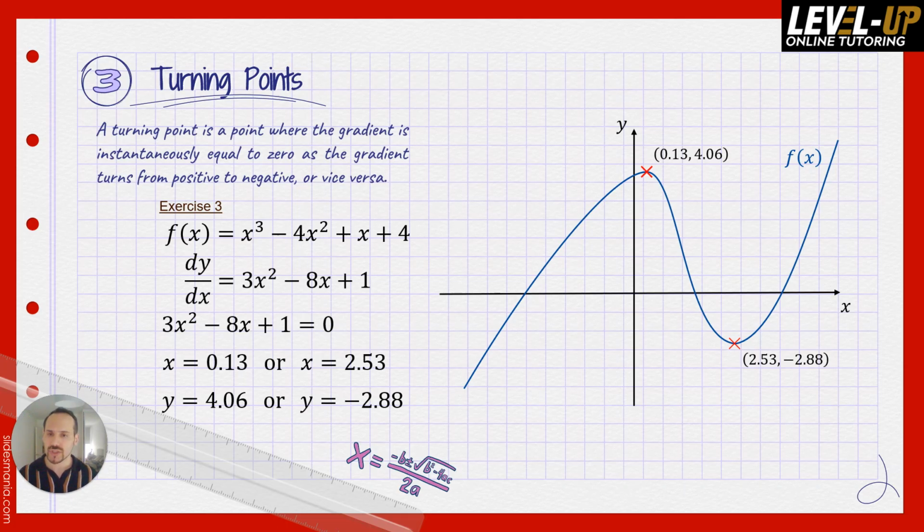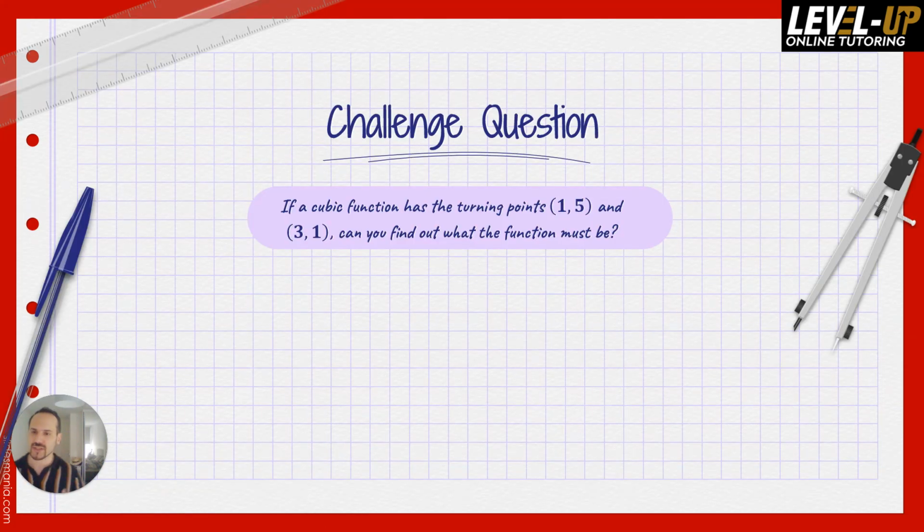So there we go. We just looked at what differentiation is and turning points. Next time we're going to build upon that. Here's your challenge question for today to really test how well you understand this. Say you have a cubic function and we have the turning points (1, 5) and (3, 1). Can you find out what the original function would be? It's kind of like going in reverse here. Rather than having a cubic equation and trying to find the turning points, I'm giving you the turning points and I want you to find the original function.